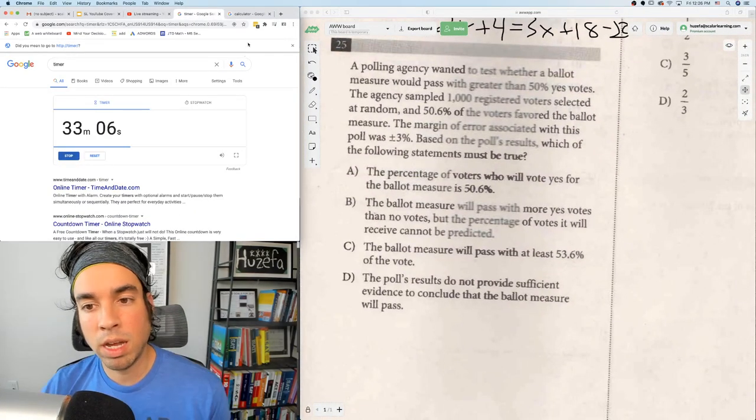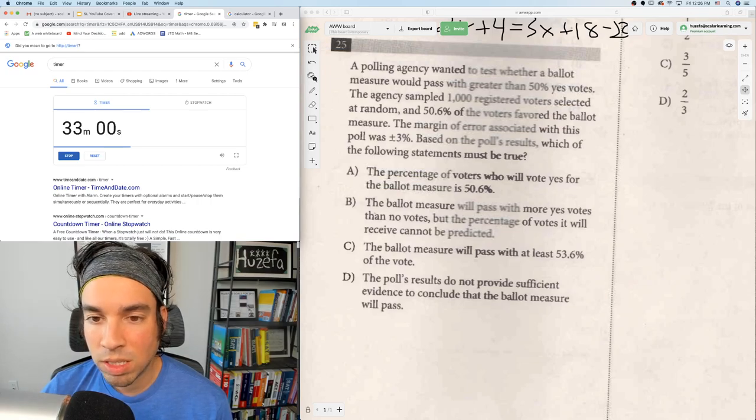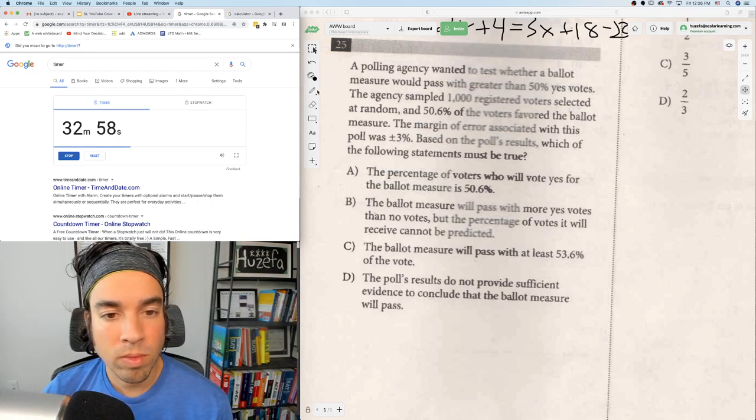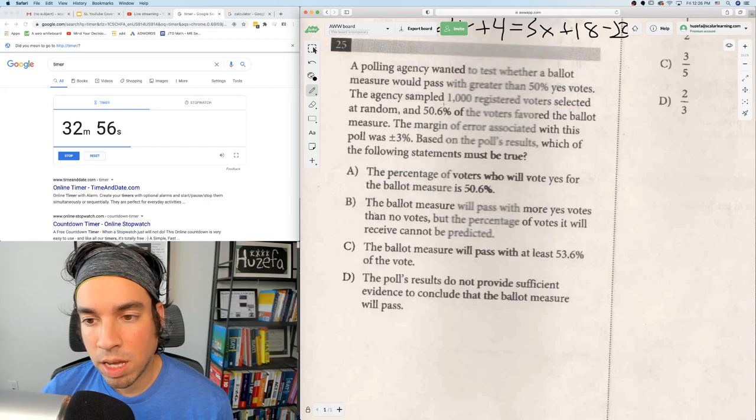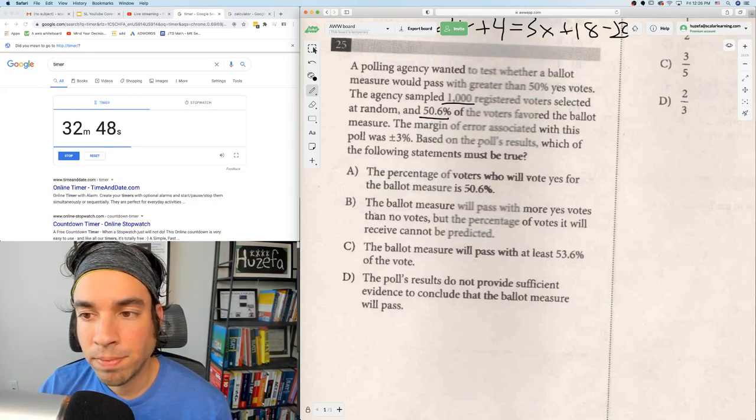25. A polling agency wanted to test whether a ballot measure would pass with greater than 50% yes votes. Okay. The agency sampled 1,000 registered voters selected at random, and 50.6% of the voters favored the ballot measure. Hold on.